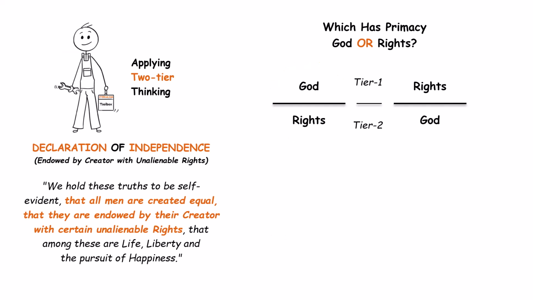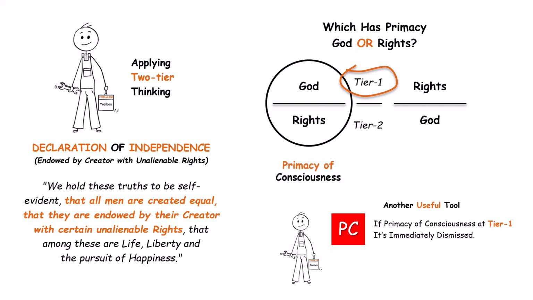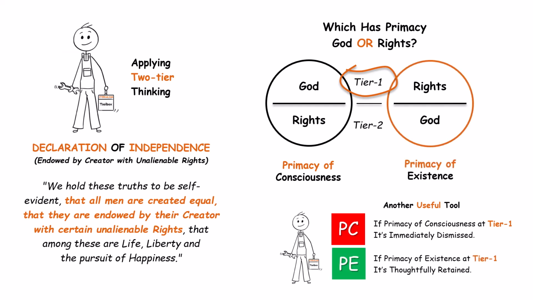This exercise introduces a philosophical tool for addressing gospel primacy issues, such as God versus rights. If the primacy of consciousness is given Tier 1 status, it should be dismissed as a fallacy. However, if the primacy of existence is given Tier 1 status, it should be accepted as true, or at least retained for further analysis, as we transition from 2 to 3-tier thinking to clarify any misunderstandings.